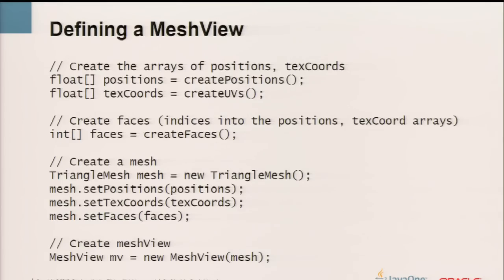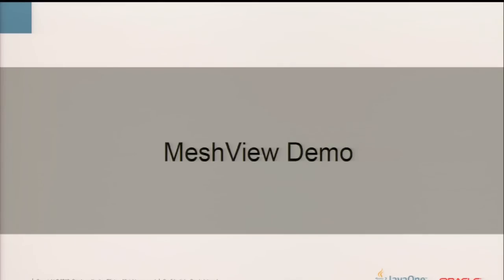Okay, go ahead. To define a mesh view, you would create an array of positions and texture coordinates, and we won't show that. That's beyond the scope of this talk to say how you're going to do that. And then you would create your list of faces, which are just, as I mentioned earlier, indices into the texture coordinates and positions. And then finally, you create your mesh object by setting the positions, texture coordinates, and faces arrays, and then create your mesh view node. And so mesh view is the thing that's a node in the scene graph and can go in anywhere any other node can go in.